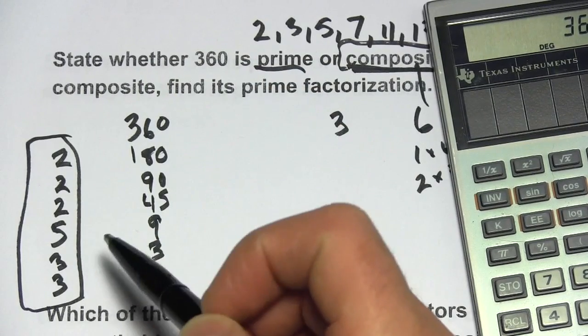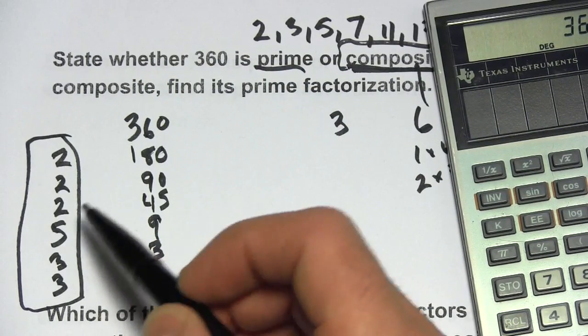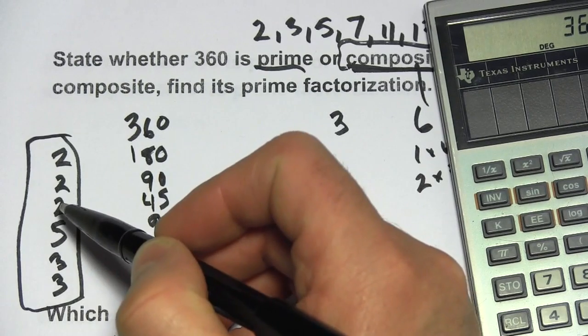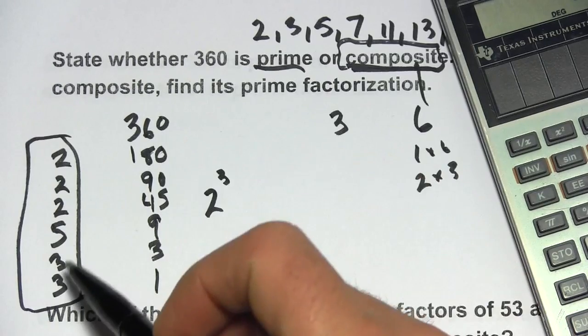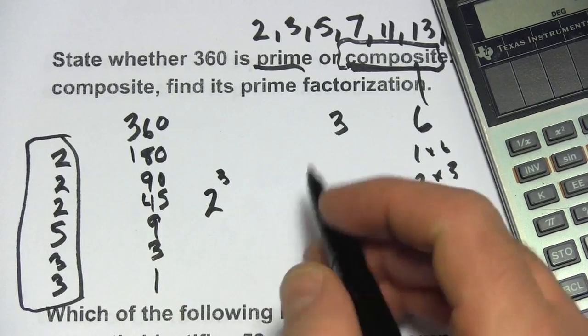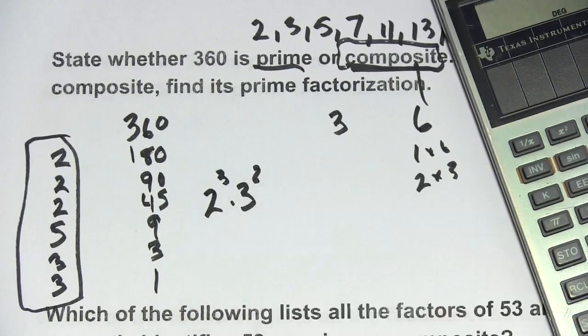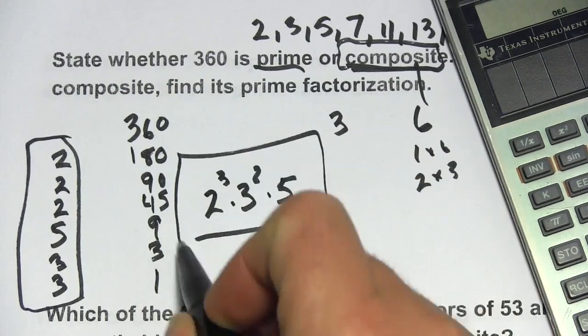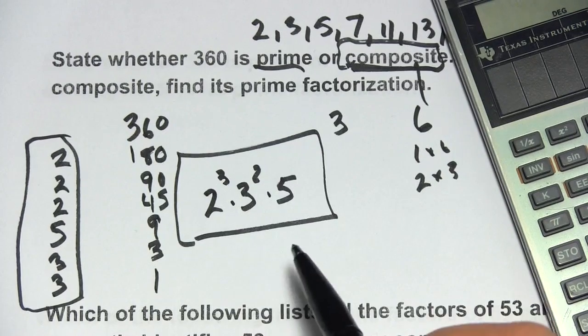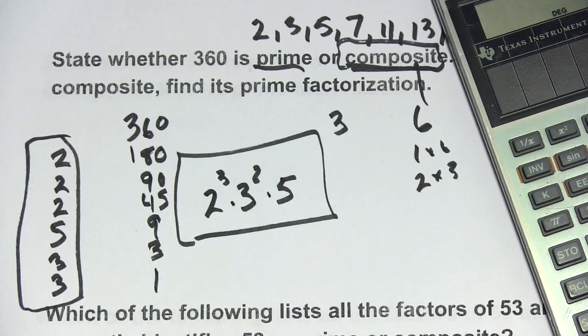Usually we condense this list a little bit. We put powers of the prime factors. So this is 2 times 2 times 2. That's 2 to the 3rd power. And let's do the 3's next. We'll put them in order. There's 2 3's, so that's times 3 to the 2nd power. And there's just 1 5, so times 5. So that would be a good representation of the prime factorization of 360.